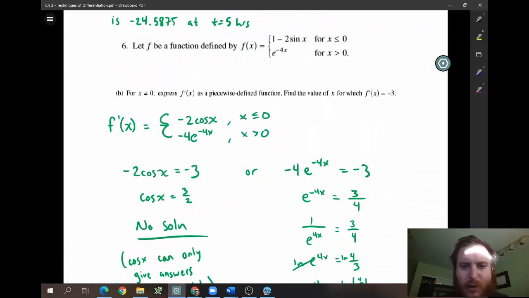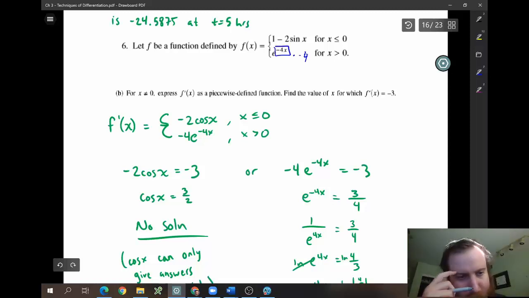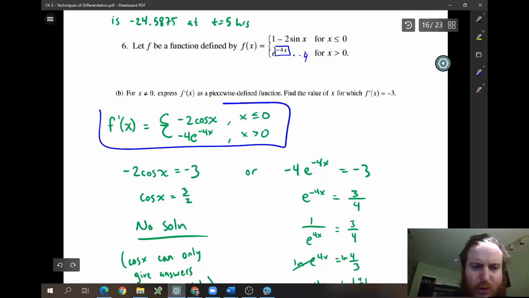Okay, next, this one says for x not equal to 0, express f prime of x as a piecewise function, and then find the value of x for which f prime of x equals negative 3. The first part is pretty easy. We just take the derivative at the top: the derivative of negative 2 sine of x is negative 2 cosine of x. The e to the negative 4x will be e to the negative 4x times negative 4. So I just brought the negative 4 in front. This is easy. That was a point or 2.